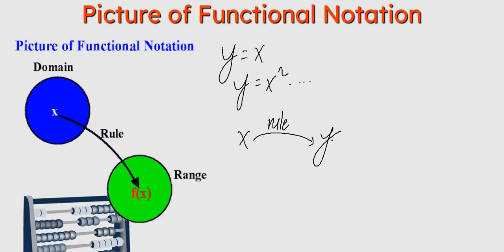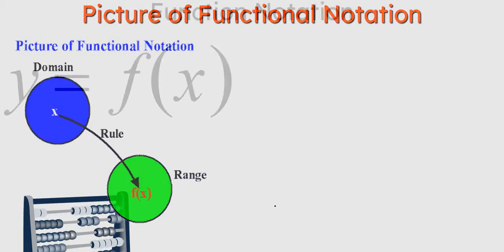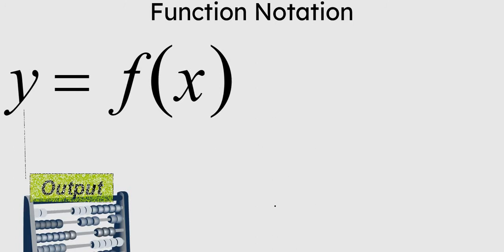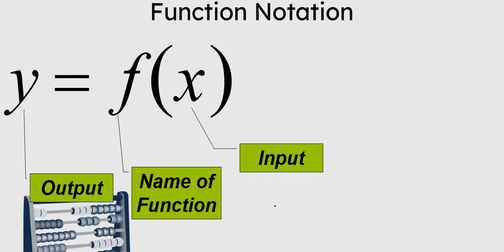our y. Now, most of the time, and you have seen this before, that instead of using this, we use something else to show that the rule, usually symbolized by letter f for function, is the one that is being used to manipulate x to get y. So instead of y, we will have f of x equals something. And this is what we call the function notation, where y is our output, f is the name of the function, and x is the input.